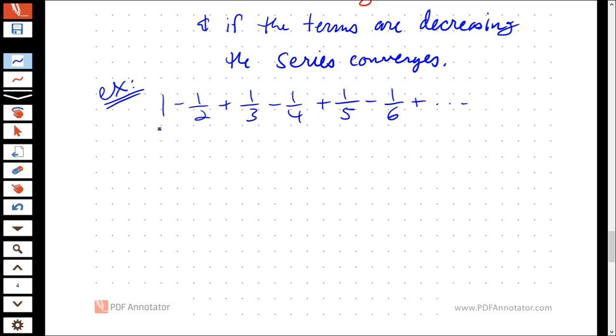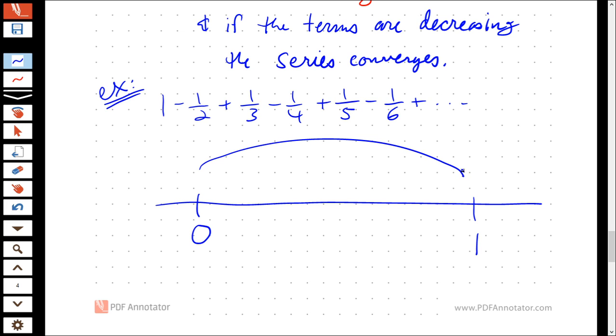But if we think about these terms as steps, we've got this number line here. Let's say this is 0 and this is 1. The first term says take 1 step forward. The second term says take a 1/2 step back. The third term says take a 1/3 step forward. And then we take a 1/4 step back.